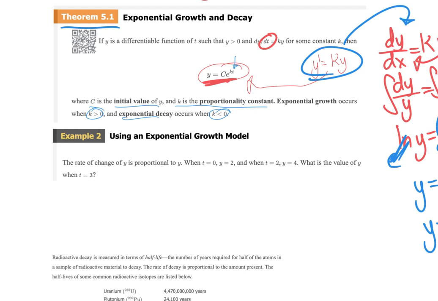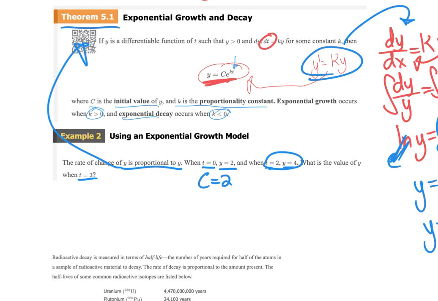All right, the rate of change of y is proportional to y. What that means is we can use this theorem. When t is 0, y equals 2. That's an initial value, so that tells me c is 2. When t is 2, y is 4. What is the value of y when t equals 3?